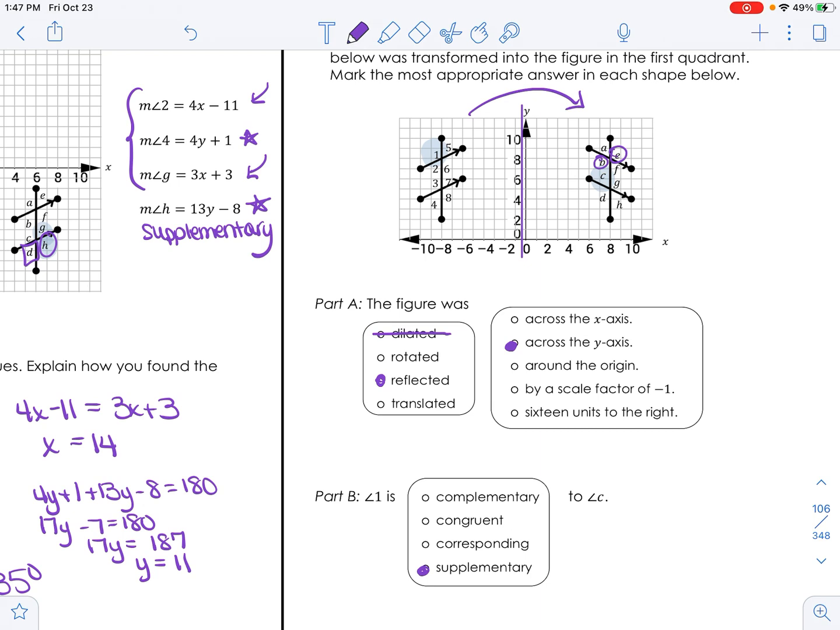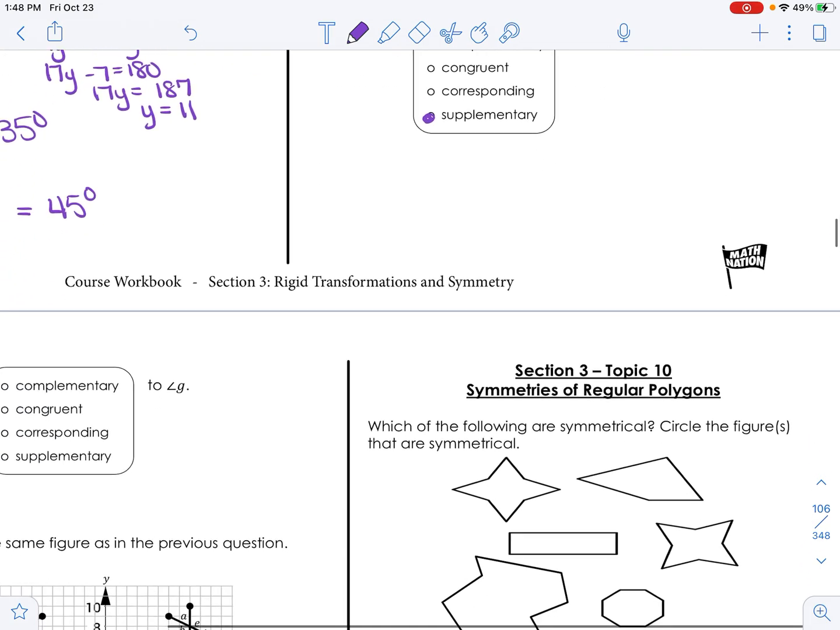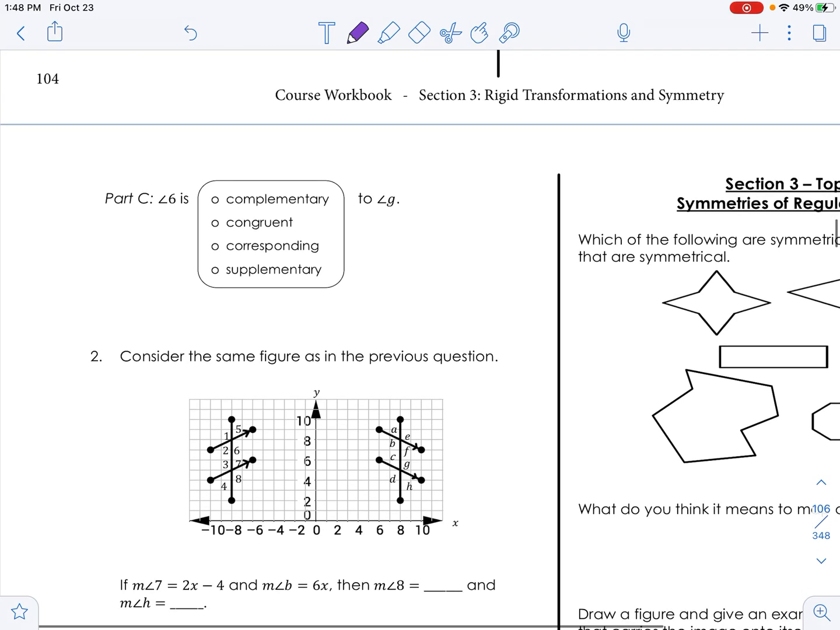So part C, if you flip over, I'm going to keep this page up, so you guys flip over. It says angle 6 and angle G. What's the relationship between angle 6 and angle G? So angle 6 and angle G. Okay, so 6 corresponds with, trying to see which one it would correspond with over there. Oh, with B. And B and G are alternate interior angles, so they are congruent to each other.